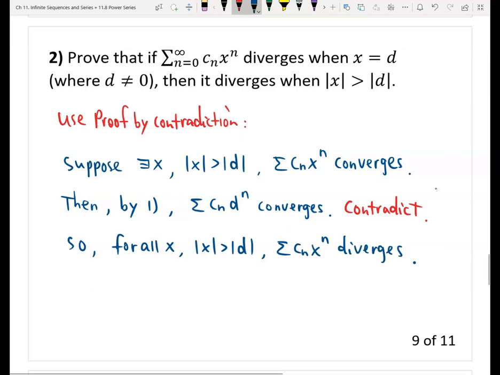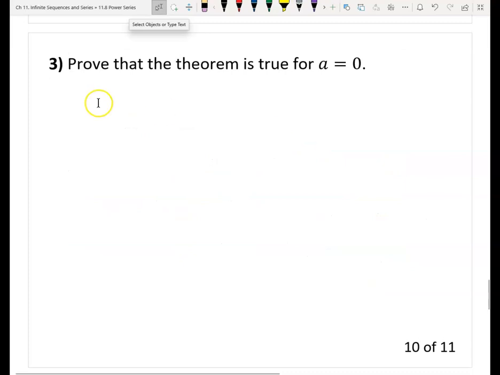That's the proof for this step. Now, let's go to the third step. Here is the third step. Now we can prove the theorem for the power series centered at 0 by using the results from step 2 and step 1, which means we can prove this series.